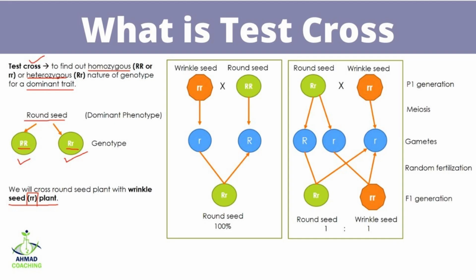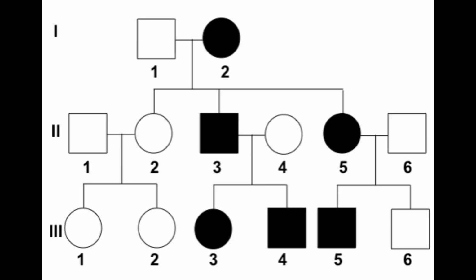Now, let's talk about test crosses. A test cross is used to determine whether an organism with a dominant phenotype is homozygous dominant or heterozygous. It is done by crossing with a homozygous recessive individual. If any recessive offspring appear, parent is heterozygous. Now, let's talk about pedigree diagrams. A pedigree diagram shows inheritance in families across generations. Symbols: square equals male, circle equals female, shaded equals affected, used to identify dominant traits, recessive traits, sex-linked traits.